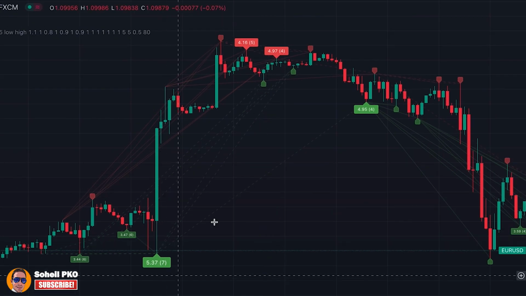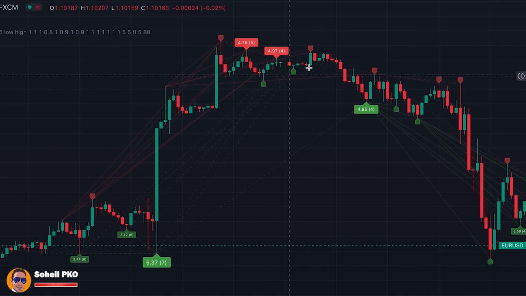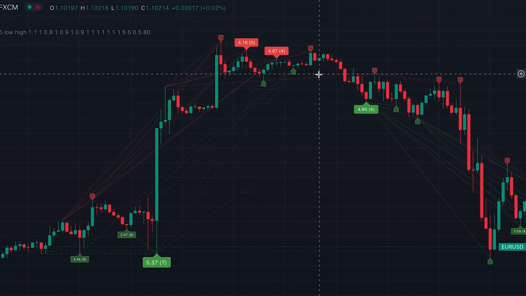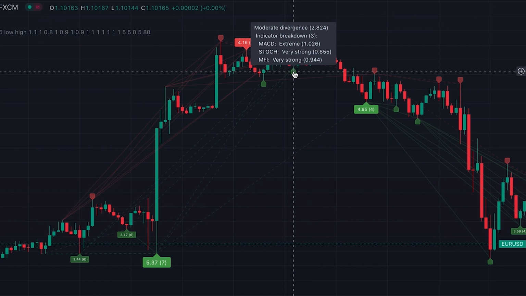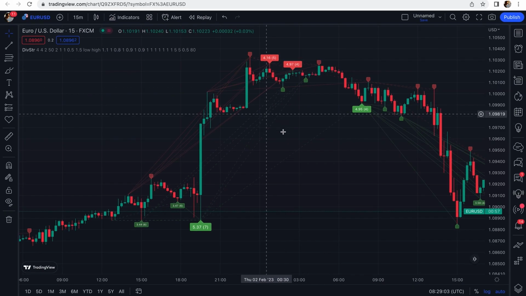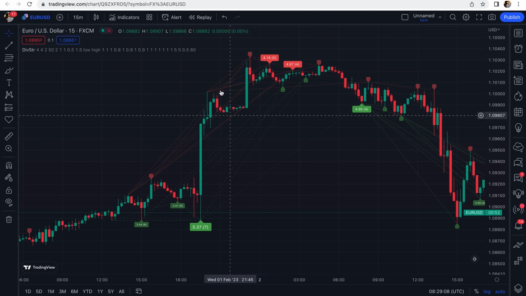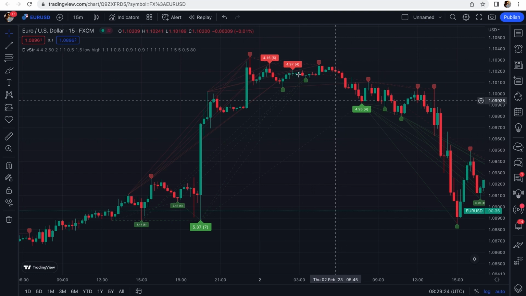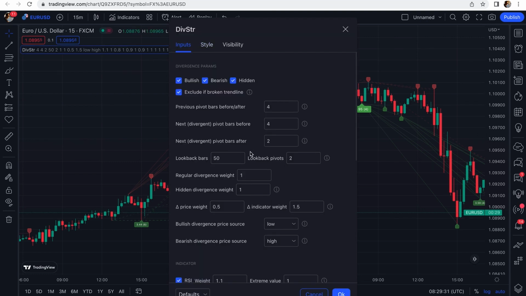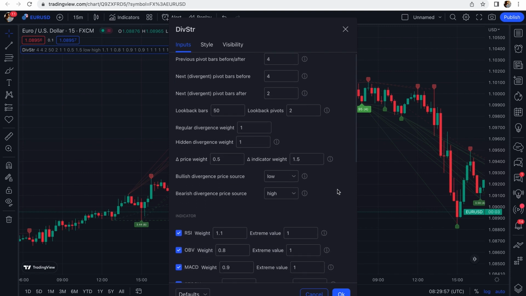Besides these larger labels that you see, we also have these smaller labels that show weak to moderate divergences, and when we hover on them, they show us the total strength and the list of indicators that are showing divergence with their strength in front of them. Now you may wonder how this indicator identifies divergences. It's actually based on the pivot points that happen on the chart, and by default it uses these amounts for identifying pivot points and checking for possible divergences, and also all of the components of this indicator are weighted, and you can modify the weighting here in the settings.